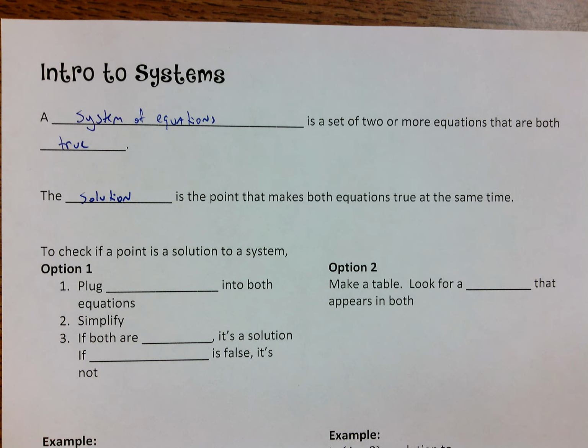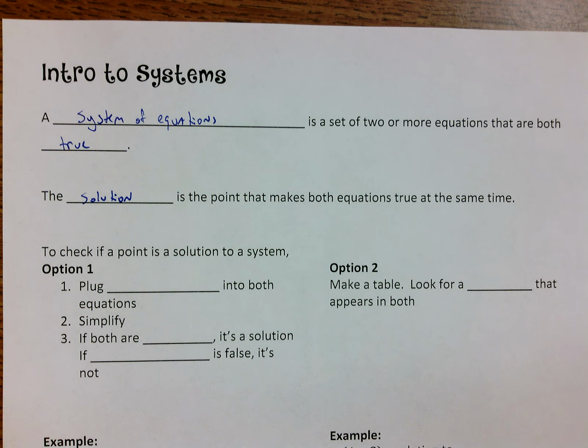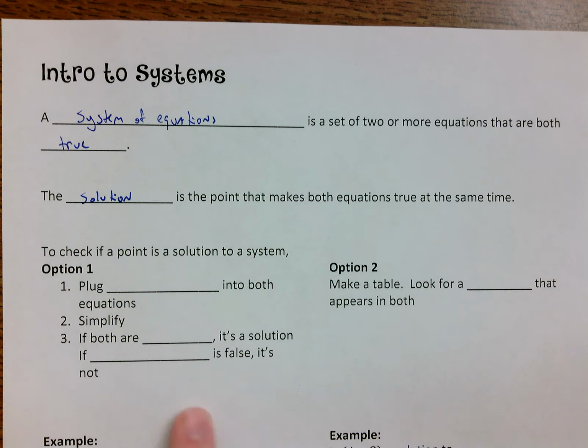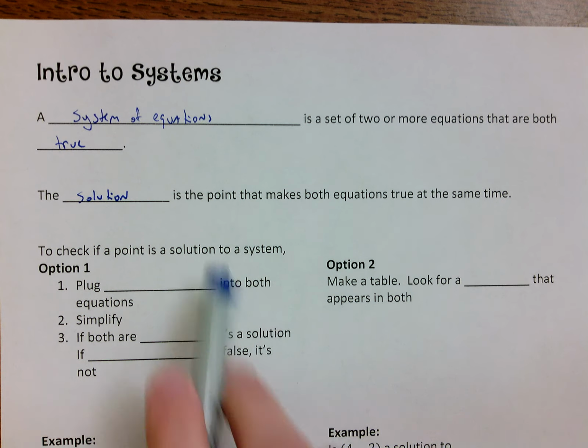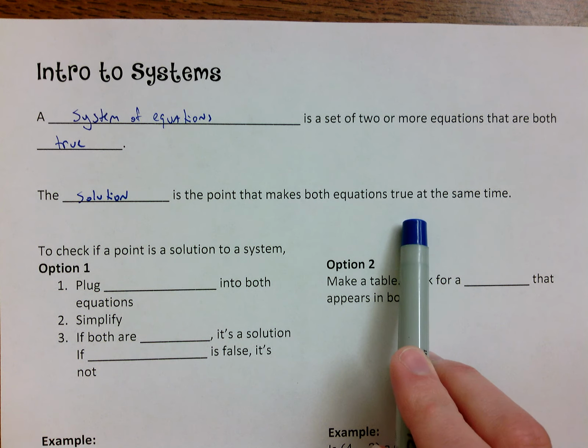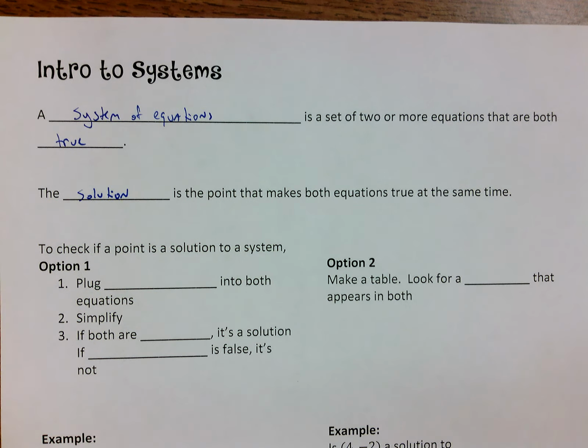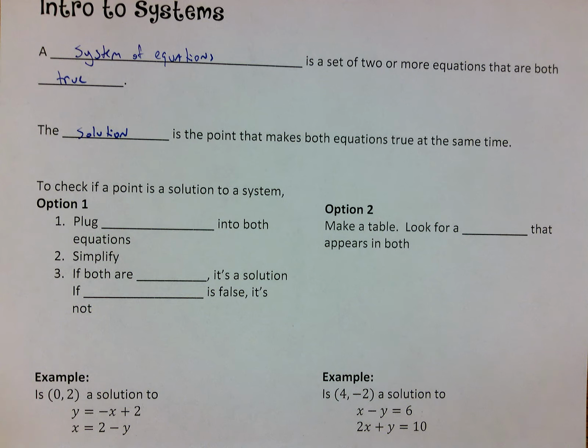So we're going to do two different things here. First of all, we're going to check to see if a point is a solution to this system. Okay, so for this one, I'm going to give you an answer, and I want you to tell me, is it actually a true answer or is it not? If I give you a number for x and a number for y, will it actually work for the system or not? Remember, to make it work, it has to make both equations true at the same time.